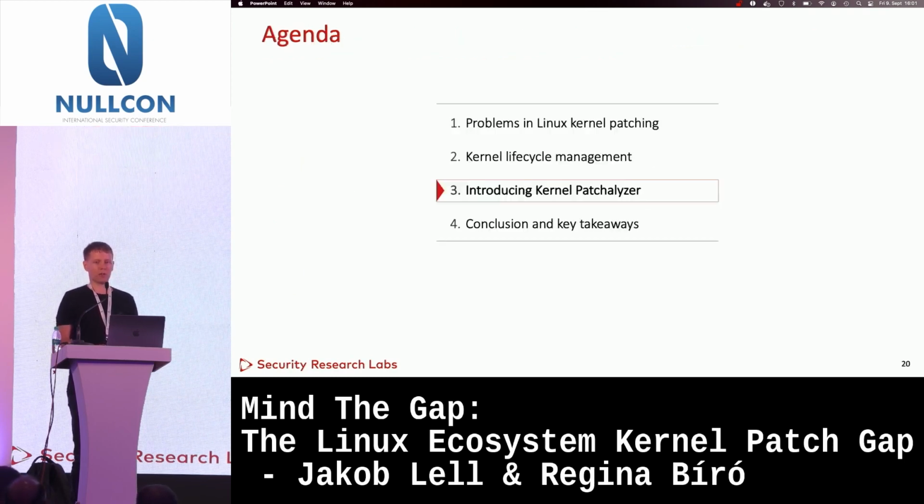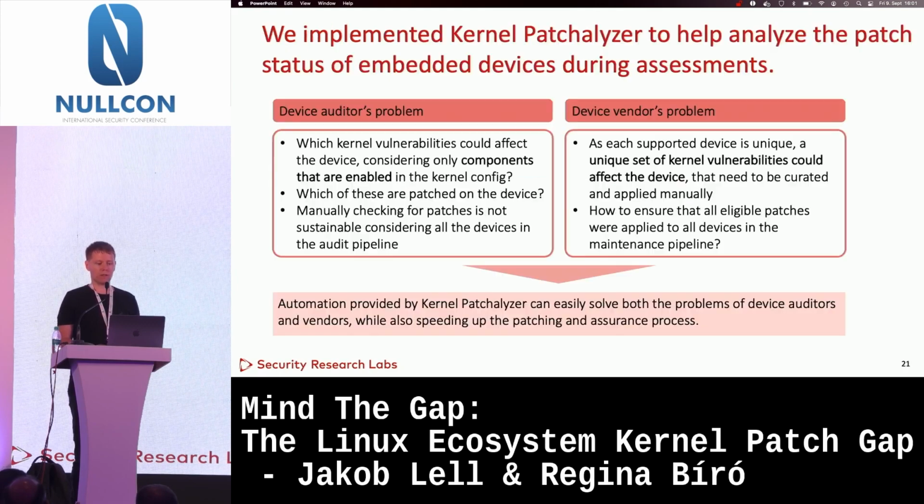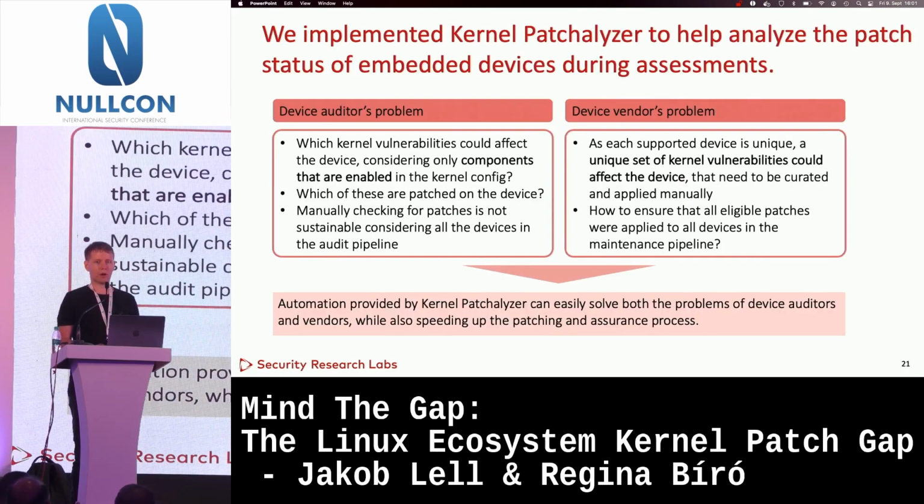So let's talk about what we are doing to improve the situation. We have implemented an automatic analysis tool called Kernel Patchalyzer, and it allows analyzing a kernel source code tree and seeing which patches have been applied and which patches may have been missed. And there are two different positions from which you can look at this problem.